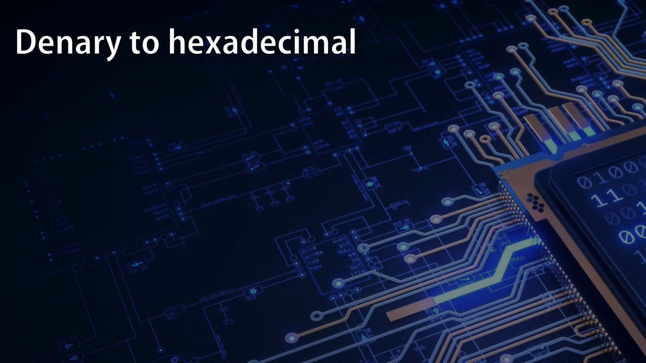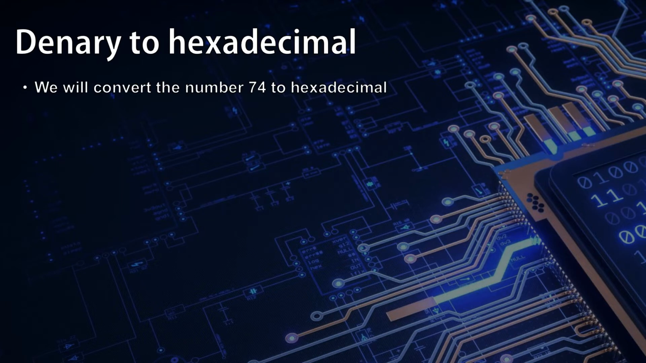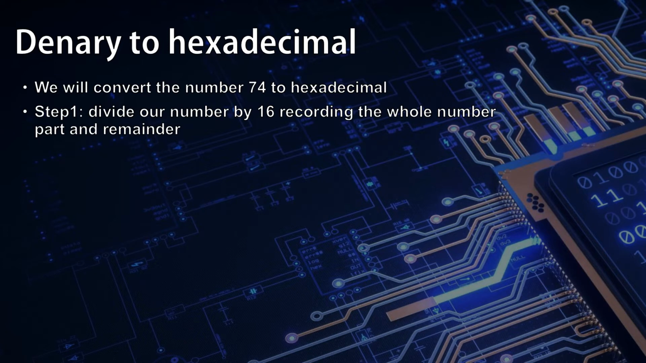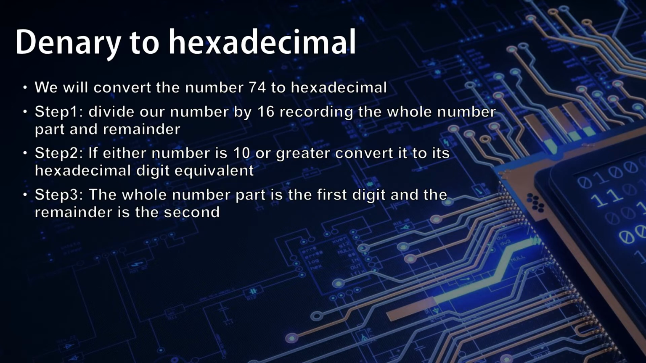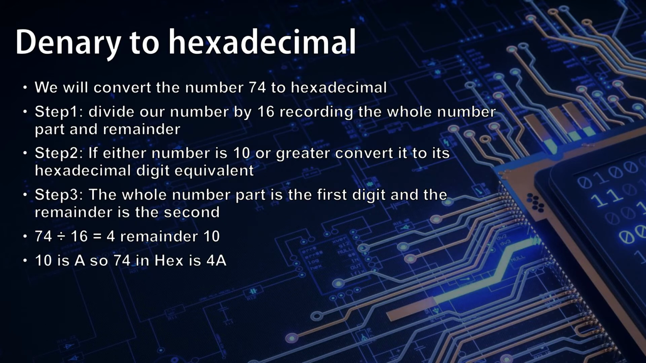There is a simple algorithm to convert from denary or decimal to hexadecimal. To see this, we'll look at the number 74 again and convert it to hexadecimal. Step 1 is to divide our number by 16, recording the whole number part and the remainder that we would get if we divided by 16. Step 2, if either number is 10 or greater, convert it to its hexadecimal digit equivalent. So if it's 10, that's A. If it's 11, that's B, and so forth. Step 3. The whole number part is the first digit, and the remainder is the second digit. Simply put them one after each other. So, in our example of 74, 74 divided by 16 is 4, remainder 10. 10 in hex is actually A, so 74 in hex is 4A.